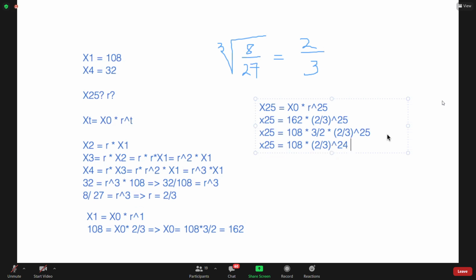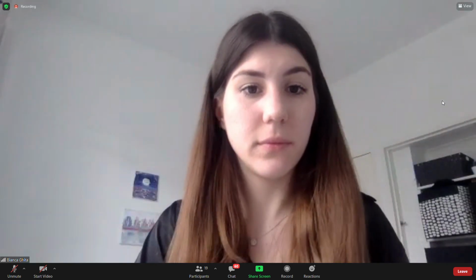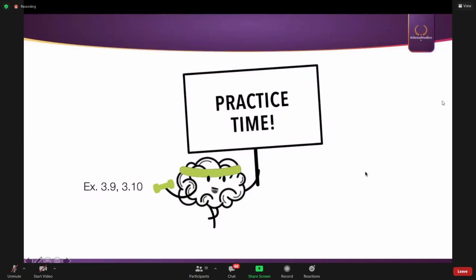I just wrote a few of the ways that x25 can be rewritten, just to show you. I don't know exactly how the answer would look at the end of the book, but no matter what answer you get at the end of the book, these are all equivalent, okay? That's my point with this rewriting of the exercises. But yes, this has been the geometric sequence with its application. I hope you guys understood it. Okay?